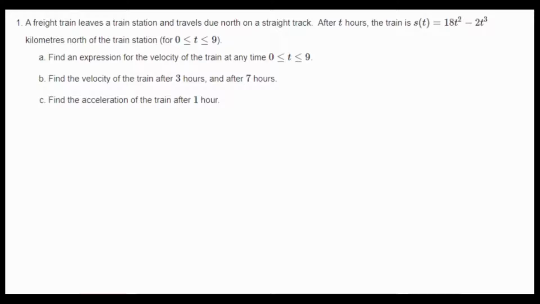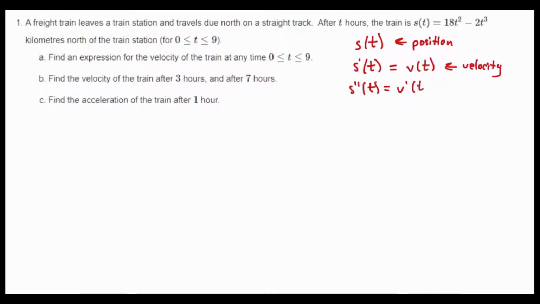So once again, remember, I'm going to have my parent function, s of t. I'm going to have my first derivative. So remember this was position, or often displacement when you're in the science classroom. The first derivative gives us the velocity as a function of time. So we have the velocity. And the second derivative, the derivative of the velocity, is the acceleration.